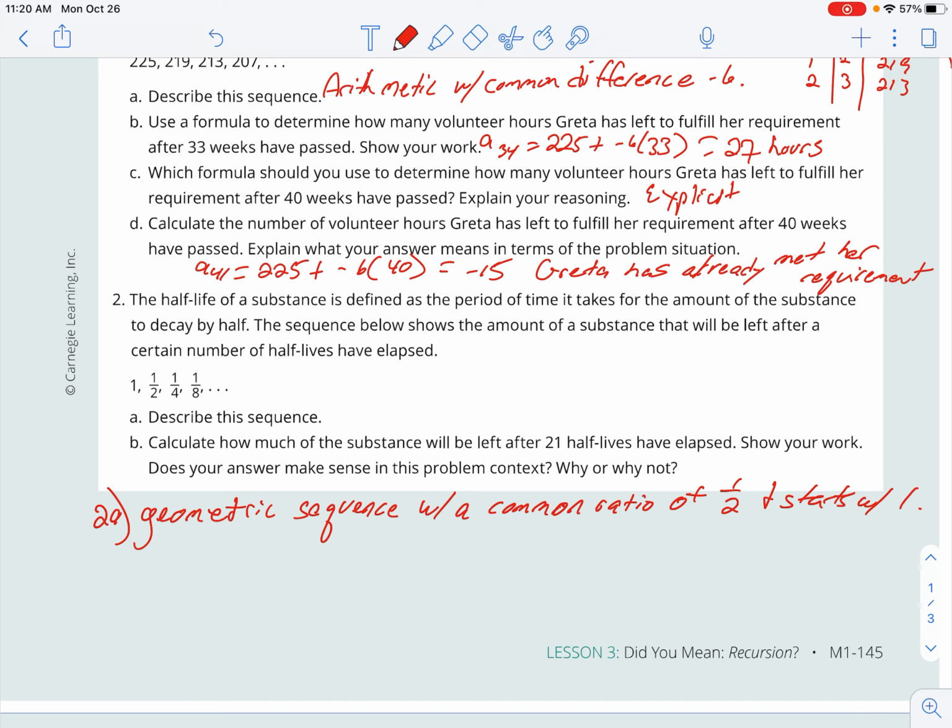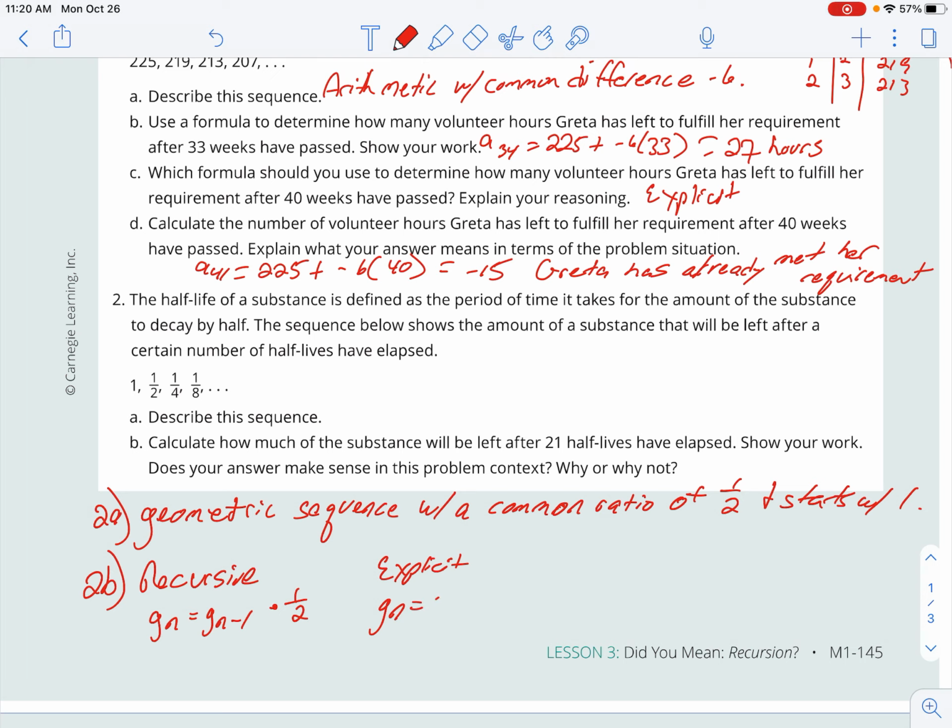Part B, calculate how much the substance will be left after 21 half-lives have elapsed. So for that, here, I am not going to write a recursive formula. The recursive formula, if we were, say, to try to use it, it would look like this, okay? We keep multiplying the previous term by half. But I'm going to go with the explicit formula.